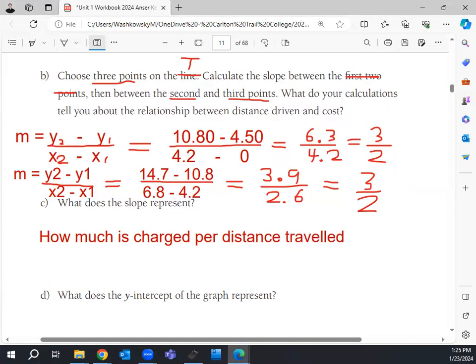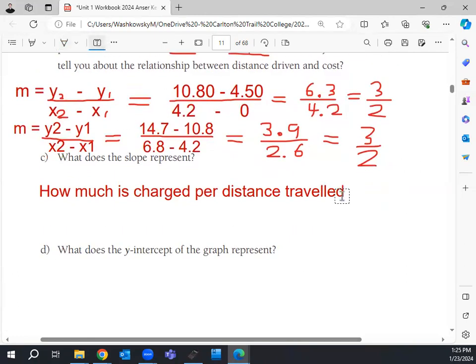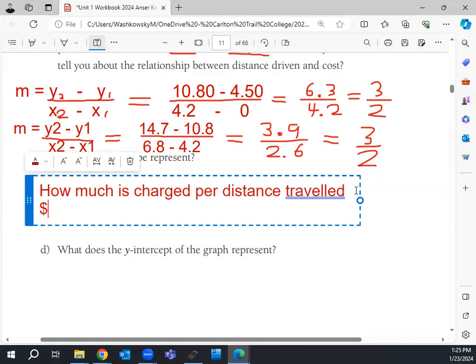Specifically, you're charged $3 for every 2 kilometers you're driven, right? Because the 3 is my rise, and I know that my y-axis was my dollar amount. So if you wanted to get really specific here, you could say that you're charged $3 for every 2 kilometers, or $1.5 for every single kilometer.